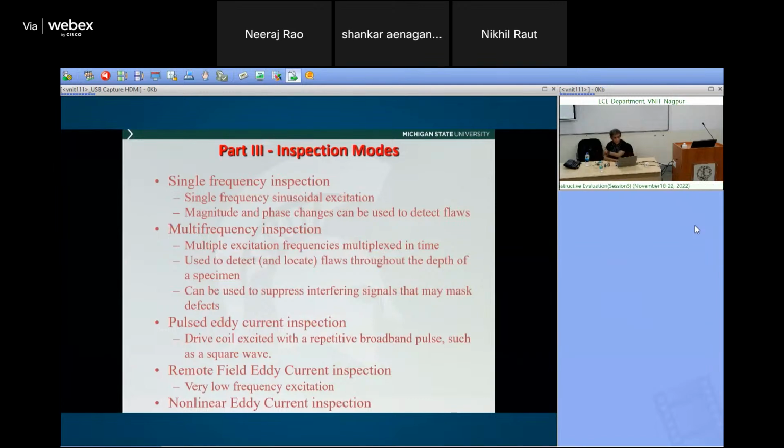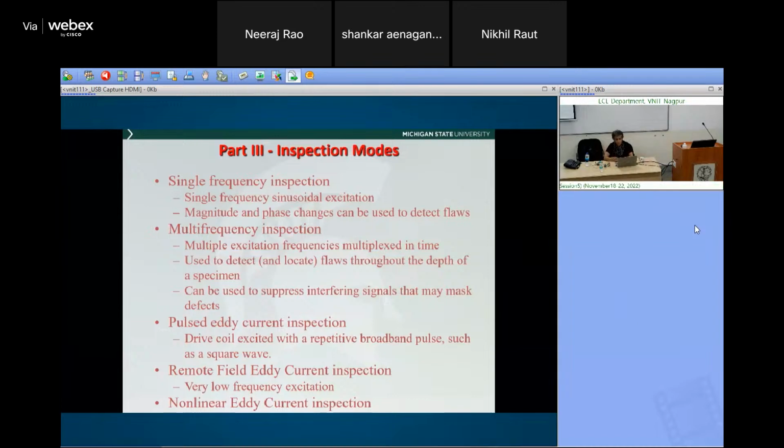Okay. So part 3 was inspection modes, and as I said, any probe, whether it's an array probe or differential, plus point, whatever, the first thing we do is single frequency. So you have a single sinusoidal excitation. The magnitude and phase change of the impedance is used as a signal.